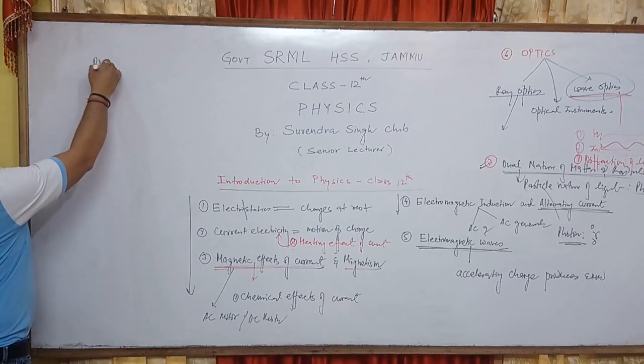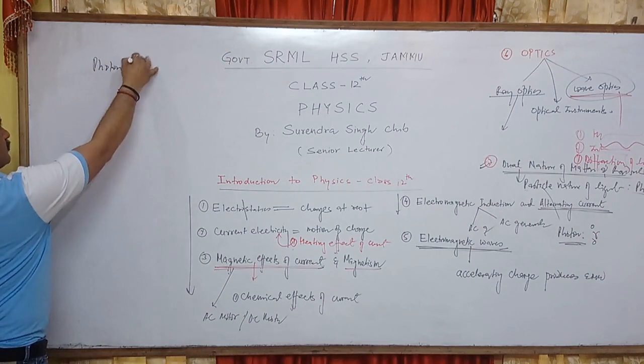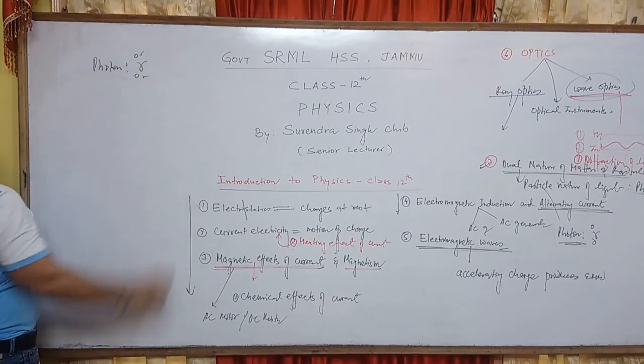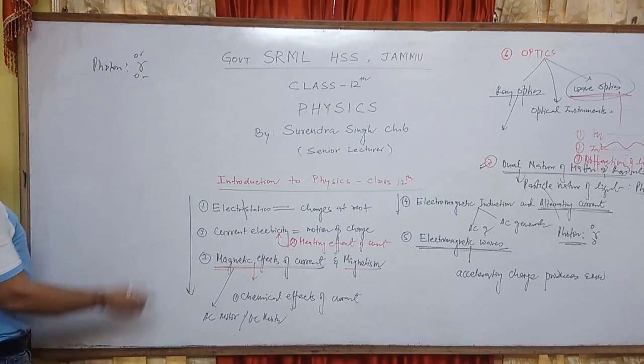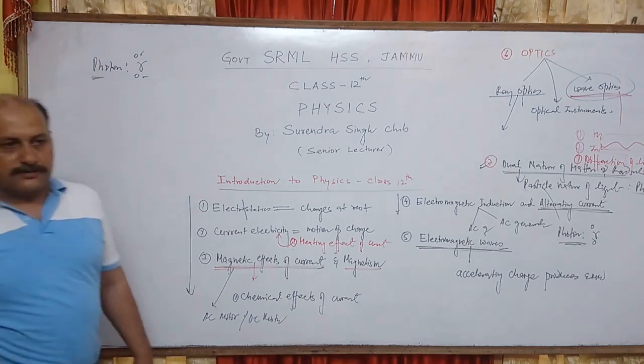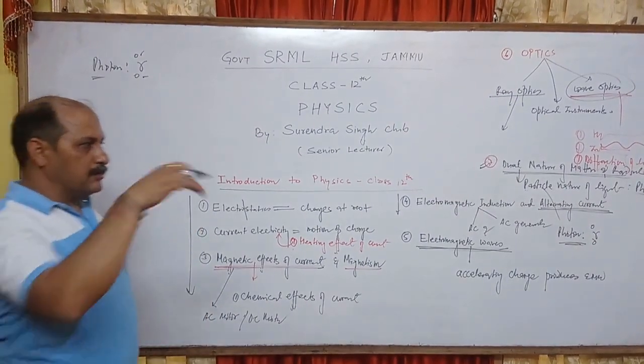The symbol of photon is gamma. This is gamma: 0 charge, 0 mass. Rest mass is 0. This is photon. Proved by Albert Einstein, the light is in the form of particles. Light moves in the form of a particle.